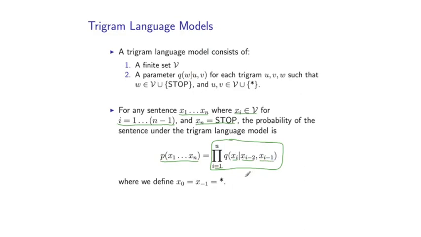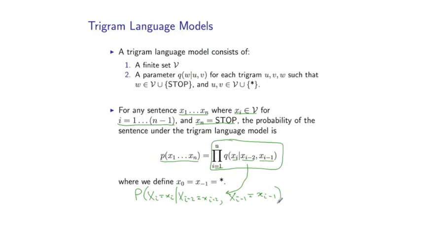I'll illustrate this in a second with an example, but basically these parameters correspond directly to the probability that X_i is equal to xi given X_{i-2} is equal to x_{i-2} and X_{i-1} is equal to x_{i-1}. So this is basically just a rewrite of the second-order Markov process I showed you in the previous section.